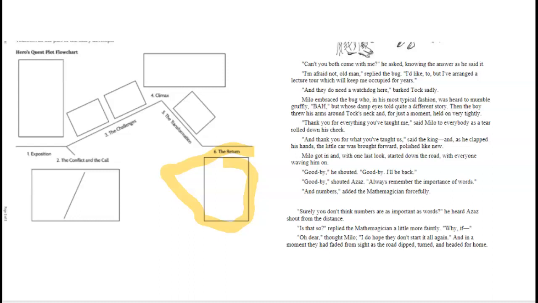So, will the humbug be in my story? No, he's staying behind. "And they do need a watchdog here," barked Tock sadly. So, is Tock going to be there? No. "Goodbye," he shouted. "Goodbye, I'll be back." "Goodbye," shouted Azaz. "Always remember the importance of words and numbers," added the math magician forcefully. "Surely you don't think numbers are as important as words," he heard Azaz shout from the distance. "Is that so?" replied the math magician a little more faintly. "Why, if—" "Oh dear," thought Milo, "I do hope they don't start all over again." And in a moment they had faded from sight as the road dipped, turned, and headed for home.